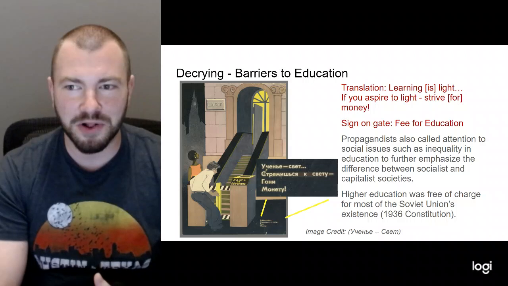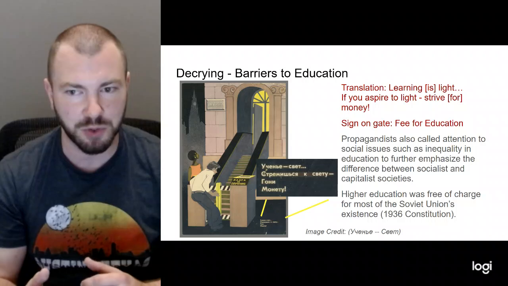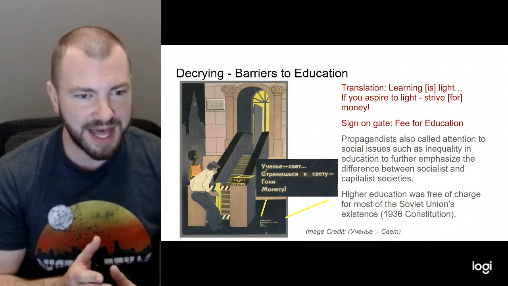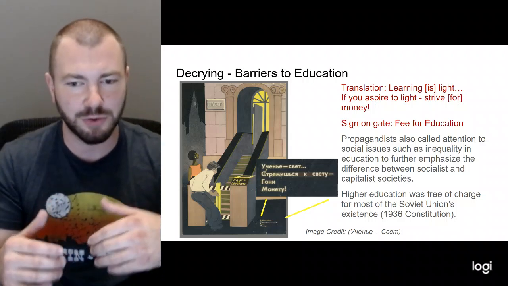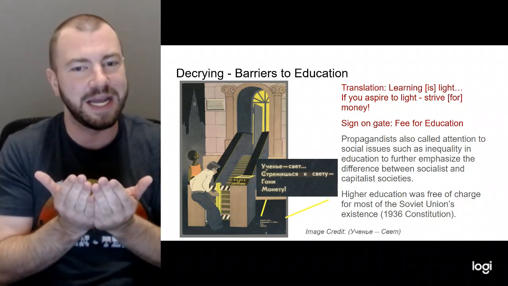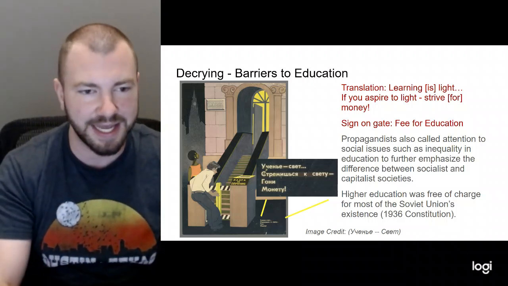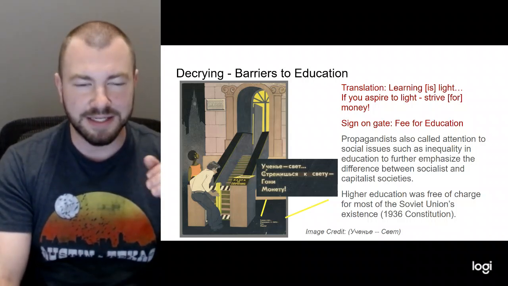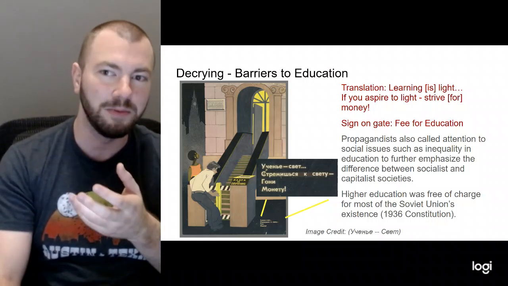So propagandists were calling attention to social issues such as inequality in education to really emphasize the difference between socialist and capitalist societies. I find it really interesting here, the position of the two figures. So the man is there at the gates sort of jumping back as if he was about to go up the steps, and the gates just shut on him, denying him entry because he did not have the fee for education, as it says on the placard right next to the gate. And especially interesting as well is the black woman to his left. It doesn't seem that she's even tried to go up the steps. She's just looking longingly up at that bright, warm, inviting door.